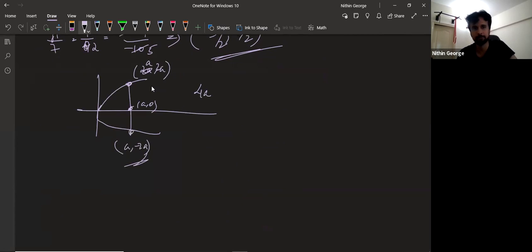Just remember this. I was guessing you already know this, that's why I didn't say it out, but I'm now telling it explicitly. So the latus rectum will have the endpoints a comma 2a and a comma minus 2a, passing through a comma 0.